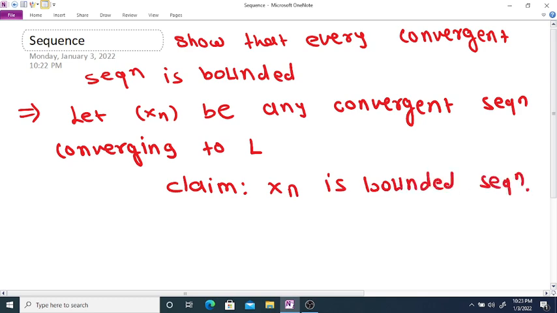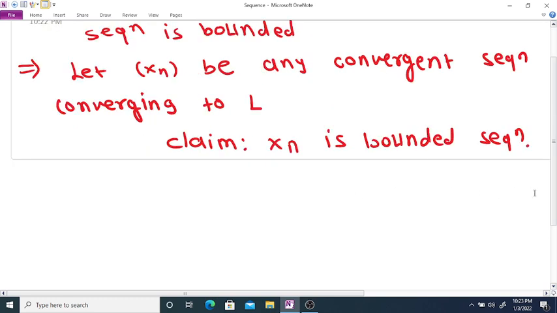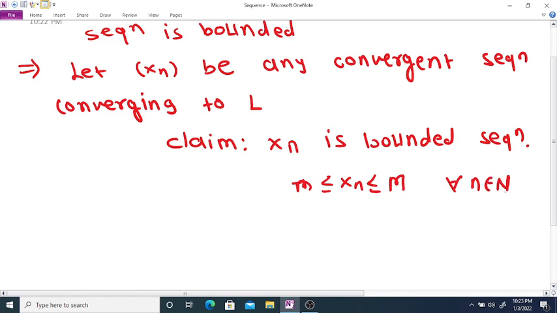Now when we say a sequence xn is bounded, it has a lower bound as well as an upper bound. That is, the sequence xn lies between m1 less than or equal to xn less than or equal to m2 for every natural number n. If this is true, then we can say that the sequence xn is bounded.